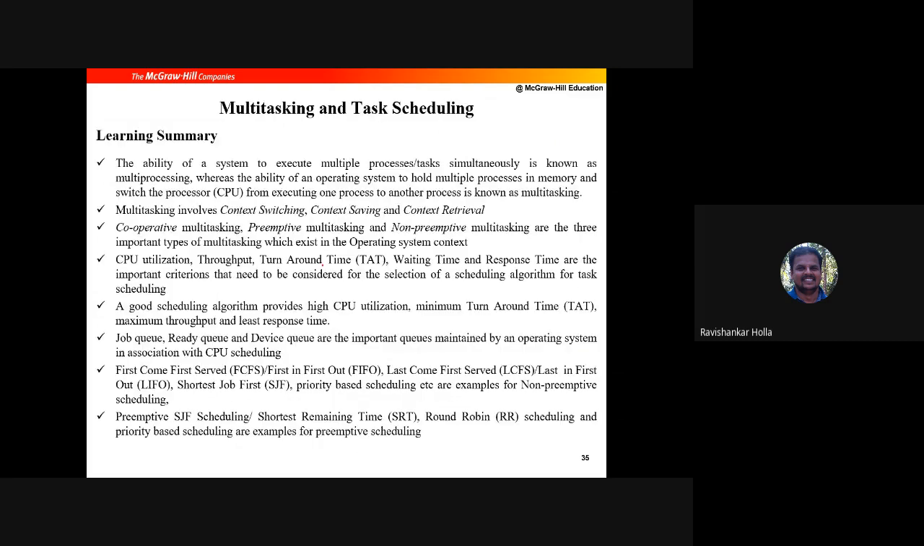Okay, and then just go through this one. I'll give you 1 to 2 minutes. This is a summary of multitasking and multi-scheduling. Just go through this once. Whatever we have done in the last 2 or 3 days has just been summarized.